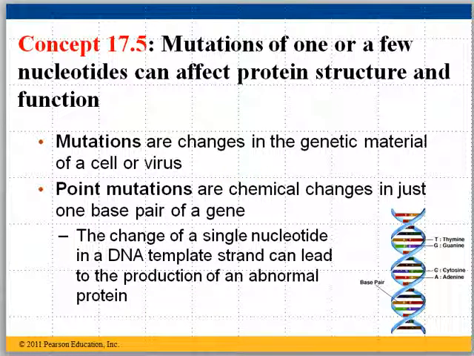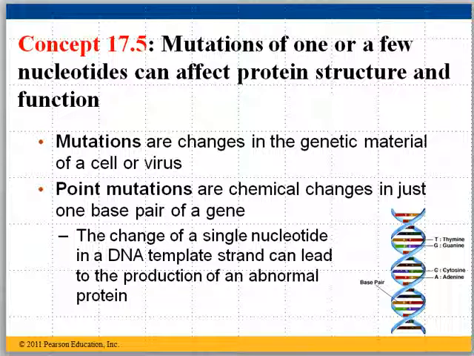Alright, let's finish up our last major chapter, chapter 17, with concept 17.5. It's all about the things that can go wrong. This transcription translation process is very complex, and it's got a lot of different steps, which means there's a lot of possibility for problems. So we're going to talk about a few of those problems.